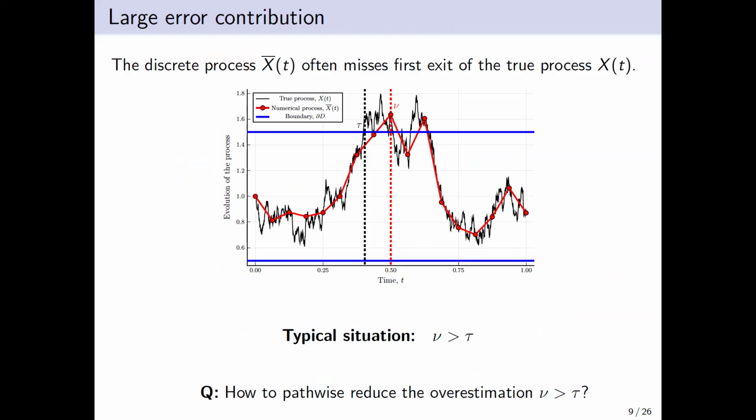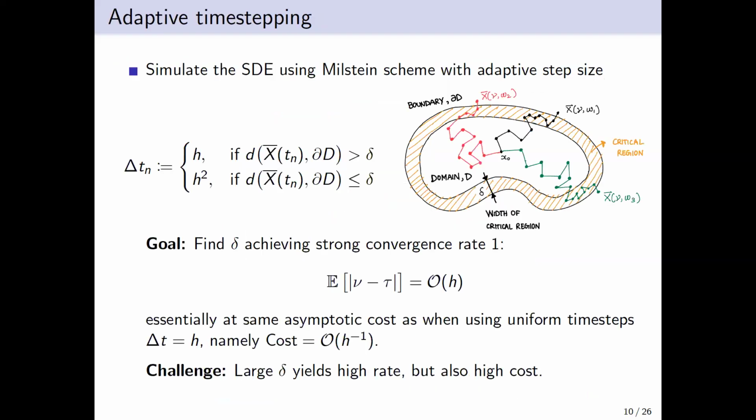So nu is, as I said before, in this typical situation where the numerical exit time is much larger than the true exit time. And so what we want to handle is how to pathwise reduce this overestimation. I think that's the key. Actually, we want to make the strong convergence rate better, is really what we do. So here is our adaptive idea.